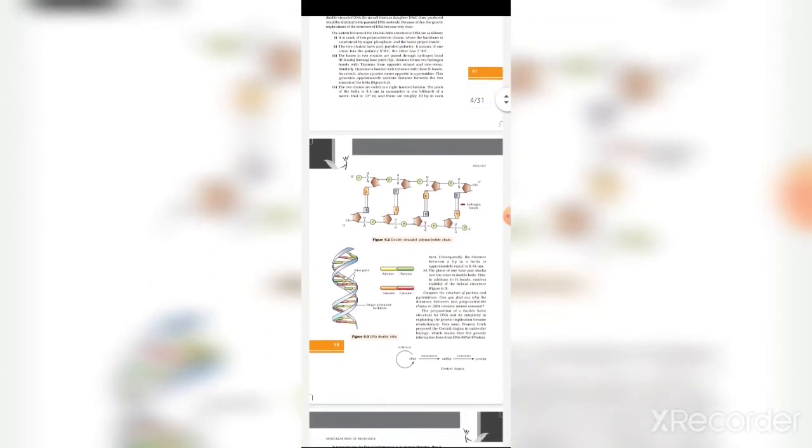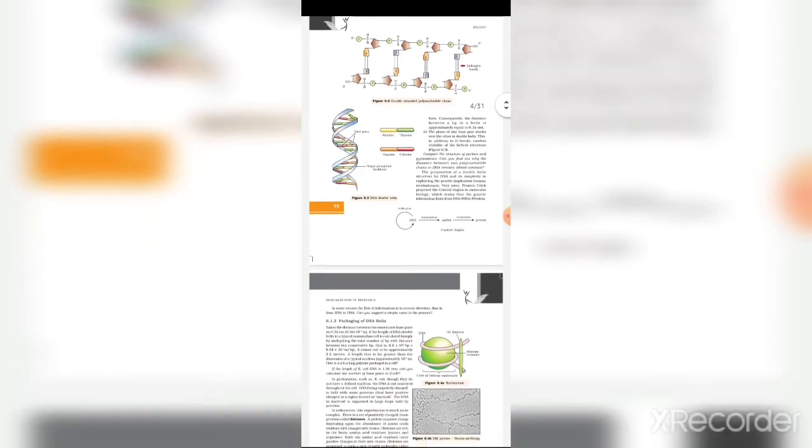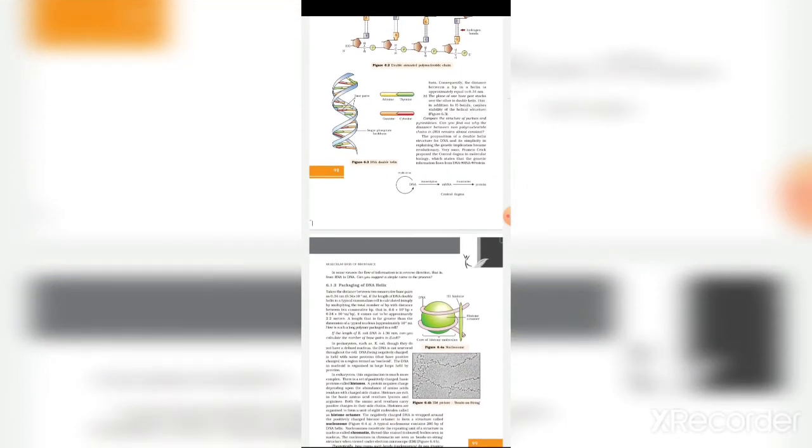Now we come to the packaging of the DNA helix. The length of the DNA is usually calculated by multiplying the total number of base pairs with the distance between two consecutive base pairs. In the case of the diploid content of human DNA, it is 6.6 into 10 to the power 9 base pairs. The distance between two consecutive base pairs is 0.34 nm. This is how the approximate DNA length in a human cell comes to 2.2 meters. It is an approximate distance.